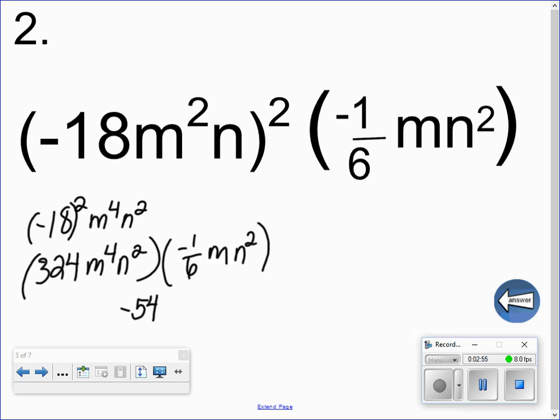Okay, m to the fourth times m to the first power. Add the exponents together, this would just be m to the fifth. n squared times n squared, add those exponents together, this would be n to the fourth. So our simplified expression here would be negative 54 m to the fifth power n to the fourth.